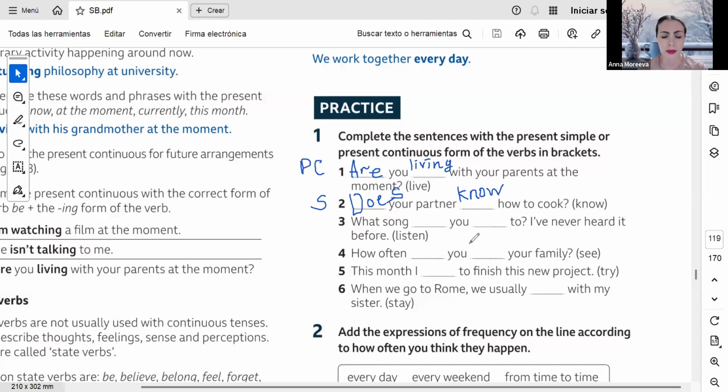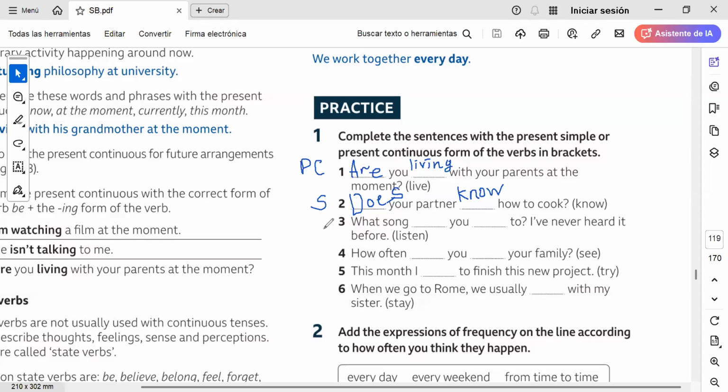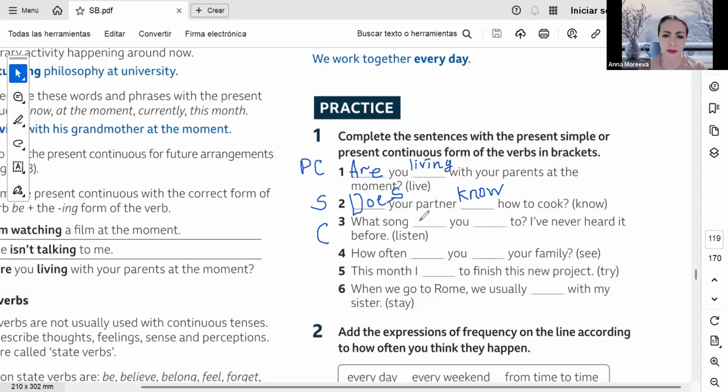Number 3, present continuous or present simple? Continuous. Continuous. So what song?